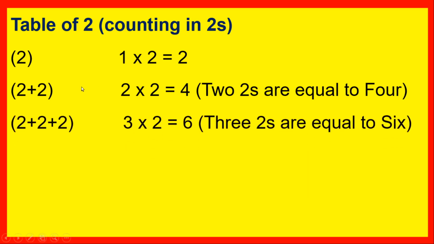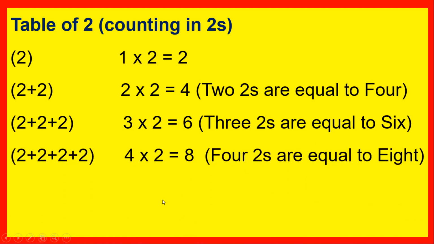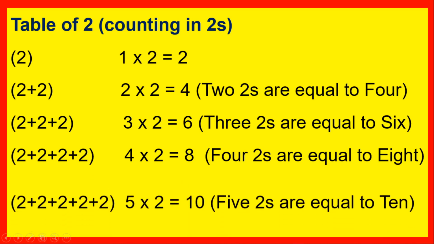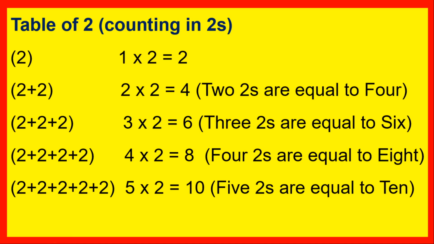Okay, I keep increasing. I will add another 2 here. There are 3 2's to add now. 3 times 2 is equal to 6, and we read it as 3 2's are equal to 6, or simply 3 2's are 6. Keep increasing the number of 2's. 4 2's now. 4 times 2 is 8. 4 2's are 8. Okay, you can see 5 2's to add. 5 times 2 is 10. 5 2's are equal to 10.